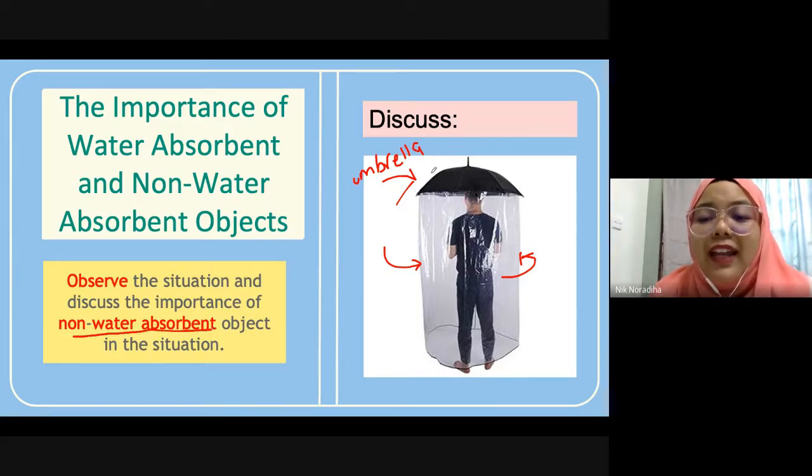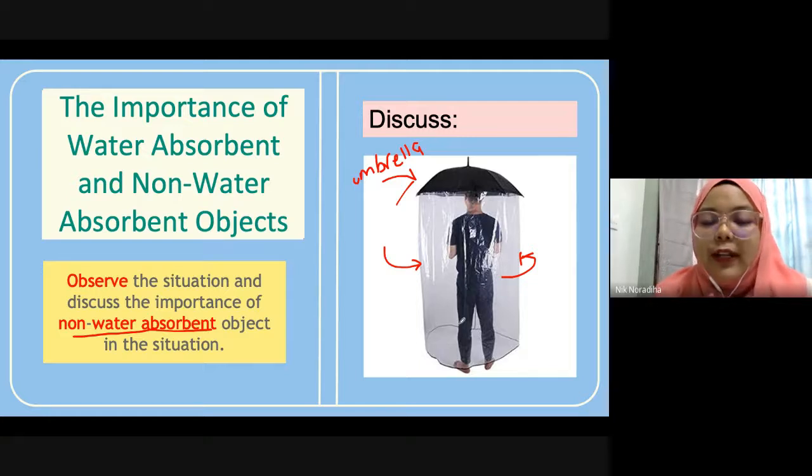Okay, so the material for the shield must be non-water absorbent as well. Why? Because if your umbrella is non-water absorbent, but the shield here is water absorbent, you will still get wet. So both your umbrella and the body shield need to be non-water absorbent, so that they can protect your body from the rain.